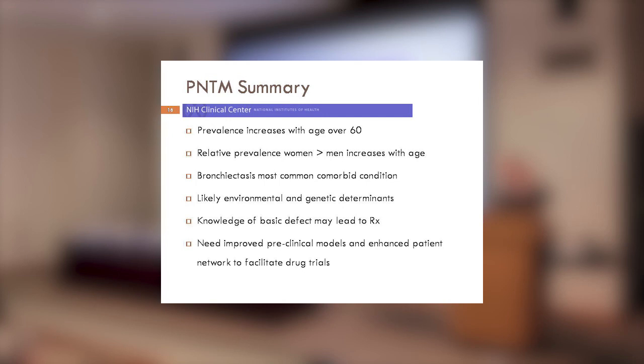So just in summary, who gets this? It's clear that the prevalence increases as age increases, especially after the 5th decade. The relative prevalence in women to men increases with age. Bronchiectasis is the most associated comorbid condition with these infections. There are likely environmental and potentially genetic determinants. Knowledge of the basic defect, I'm very hopeful, will lead to specific treatment, but we need improved preclinical models, animal models, and an enhanced patient network to facilitate drug trials.